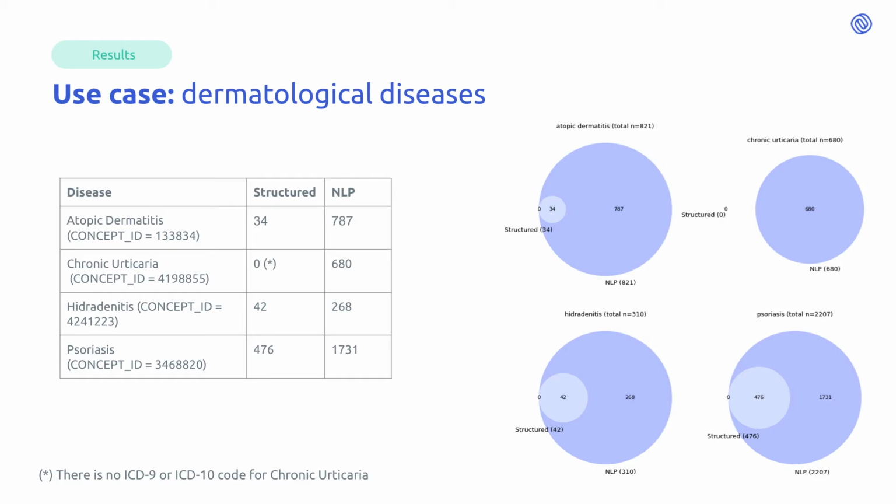So as an example of the power of a structured and NLP approach, we analyzed the prevalence of 4 dermatological diseases: atopic dermatitis, chronic urticaria, hidradenitis, and psoriasis. In the image, in this slide, you can see the number of patients detected per disease and extraction method. We divide each graph into patients found via structured diagnosis, that is, diagnosis in the condition occurrence table, and via NLP. And as you can see, there are many more patients detected by NLP than by structured diagnosis.